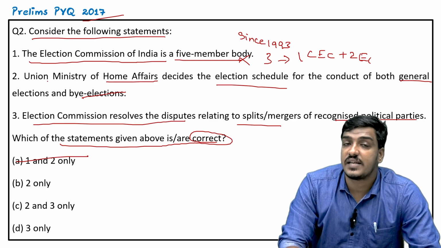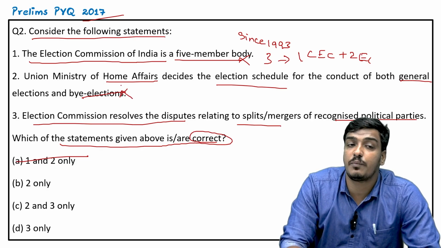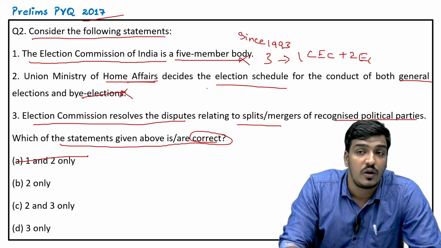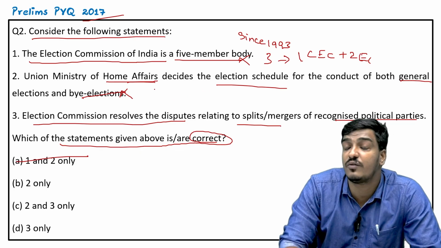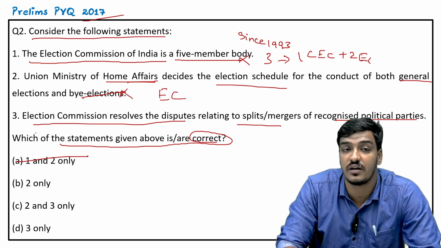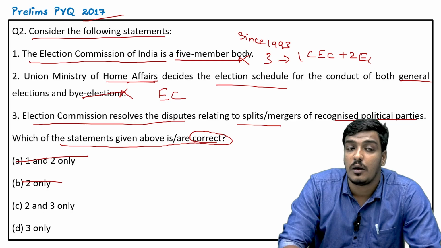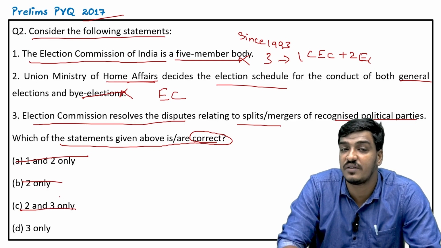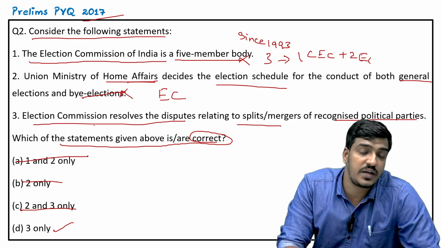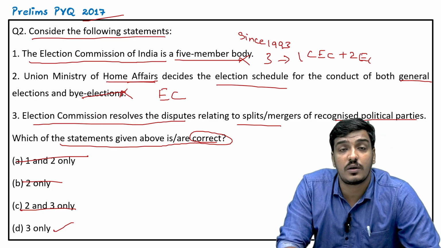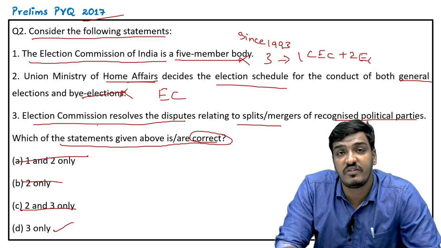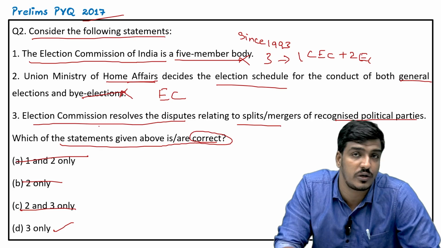And the second statement is also incorrect, because the Union Ministry of Home Affairs will not decide the election schedule to conduct a general election as well as by-elections. It is exclusively under the control of the Election Commission of India itself. So the second statement is also incorrect. By eliminating the second statement from the options, we can easily arrive at the answer. Option D is the correct answer, and the third statement is also correct, because the Election Commission is the primary body which is involved in resolving disputes arising from the splits and mergers of recognized political parties.